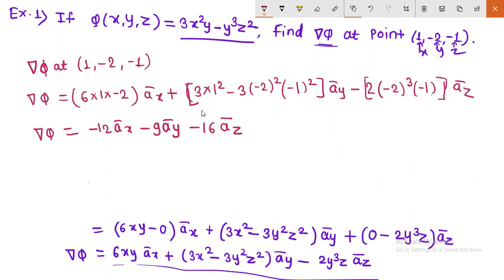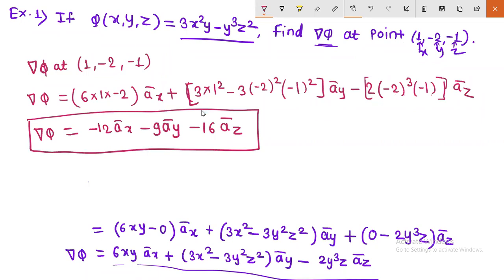Okay, so this is your final answer. Del into phi is equal to -12 a bar x minus 9 a bar y and -16 a bar z.